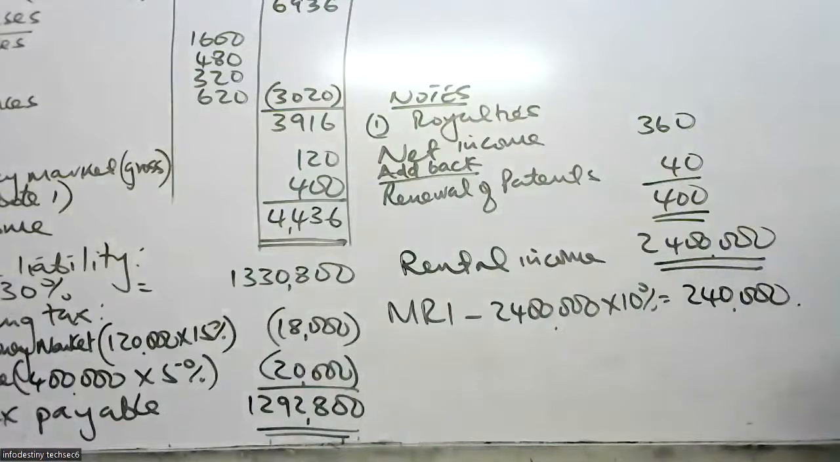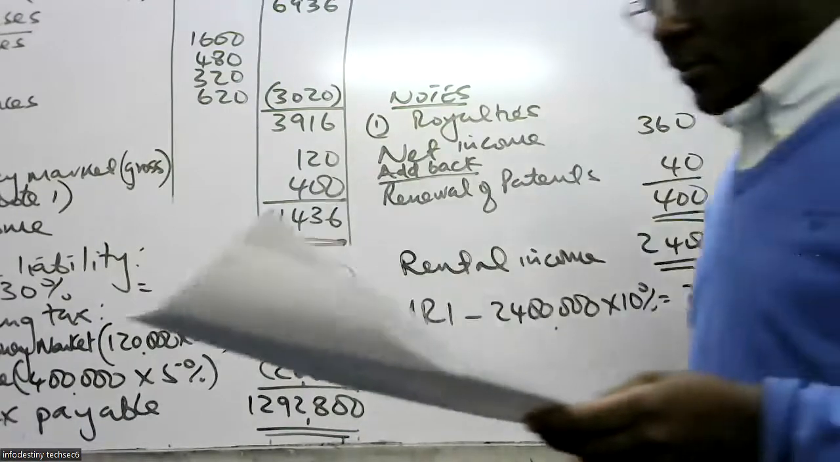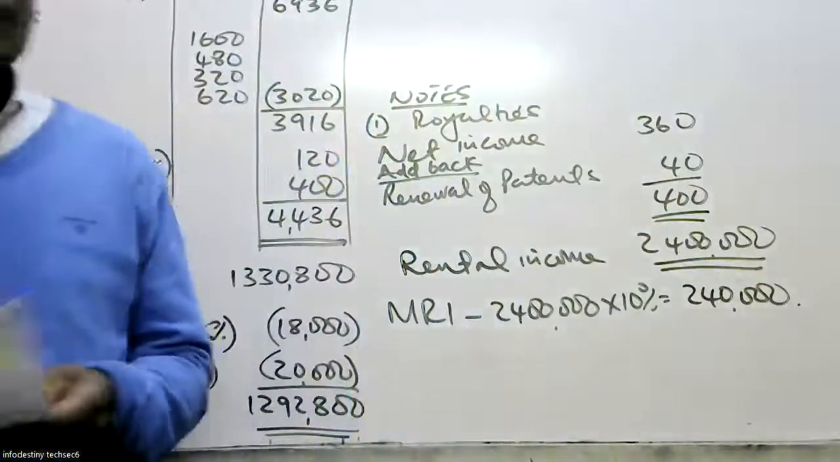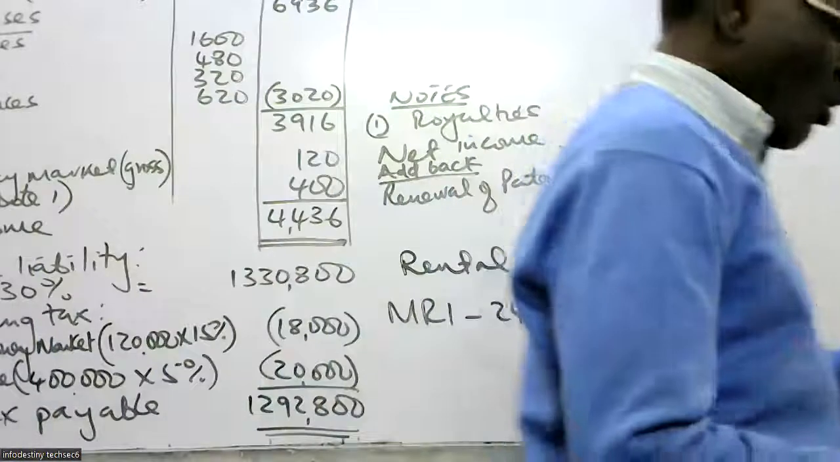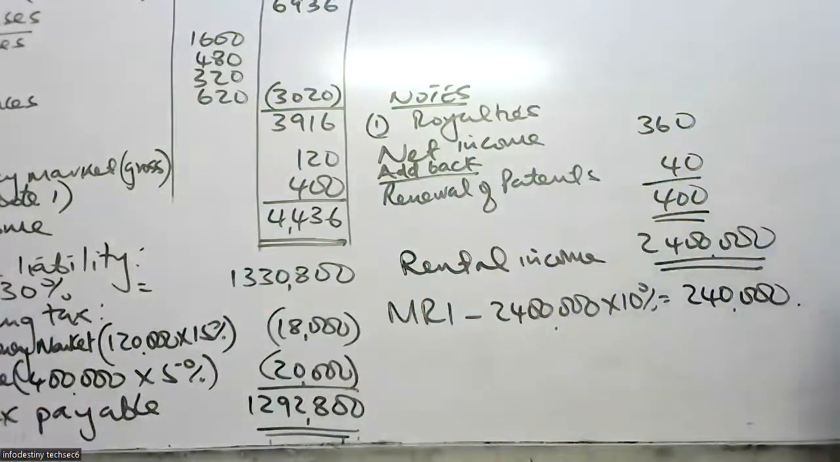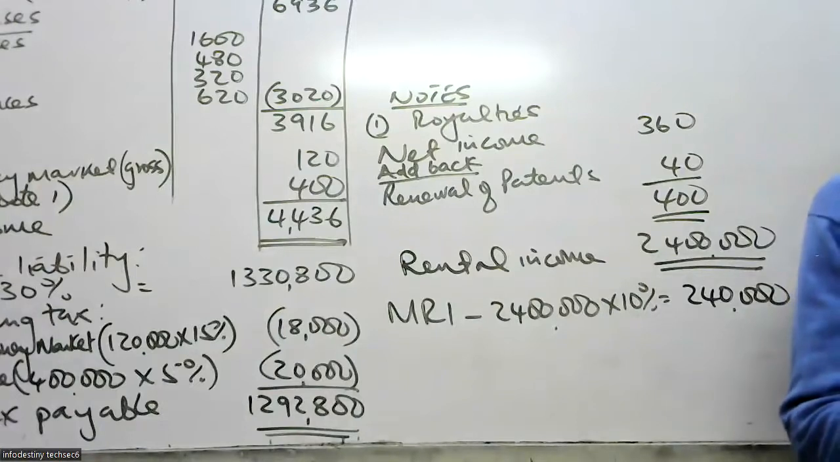Next point, the responsibility to account for the tax is on the owner of the digital marketplace, or an agent appointed by the Commissioner.